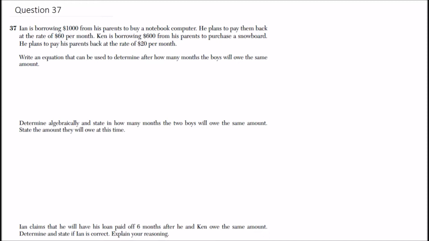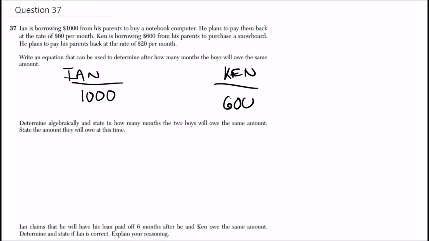So question 1, write an equation that can be used to determine after how many months the boys will owe the same amount. Well, let's write out what they owe. So first we have Ian, and then we have Ken. Ian owes $1,000, and Ken owes $600.